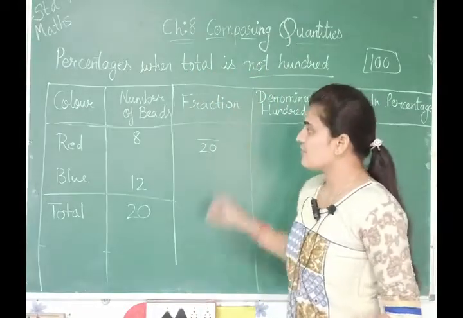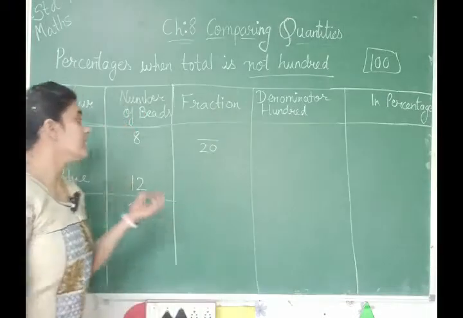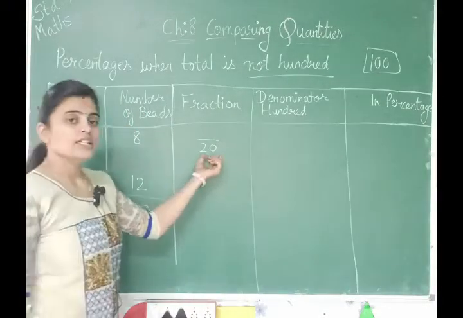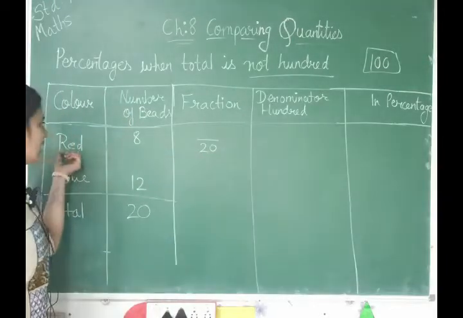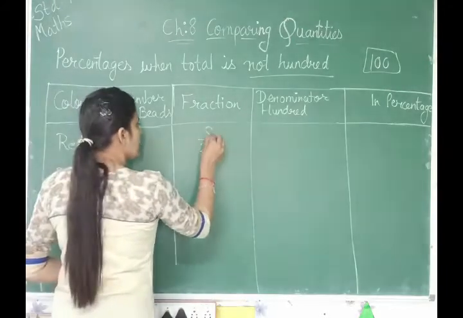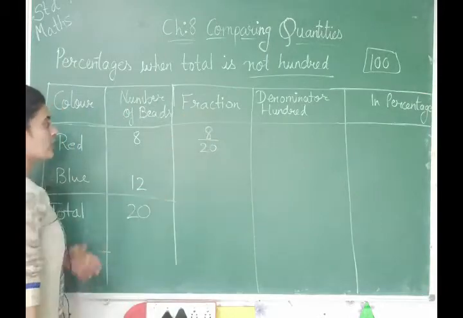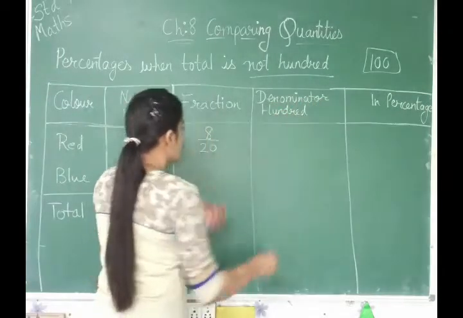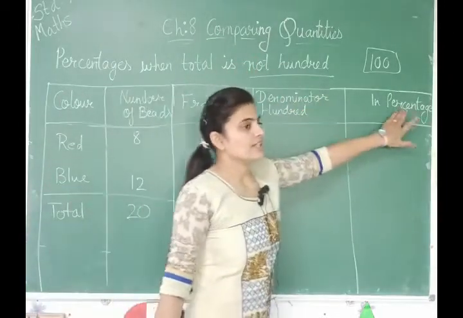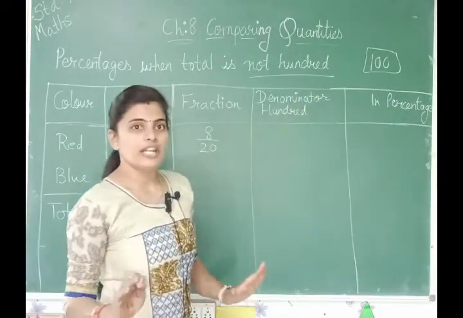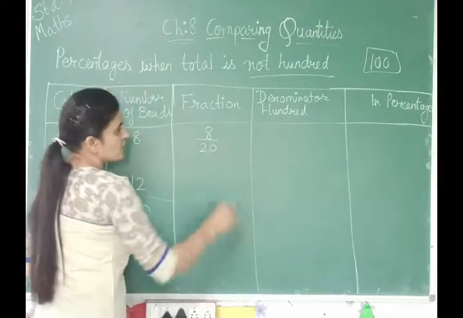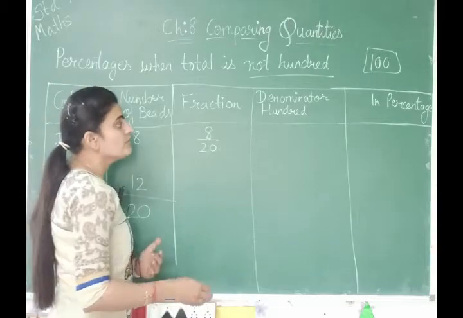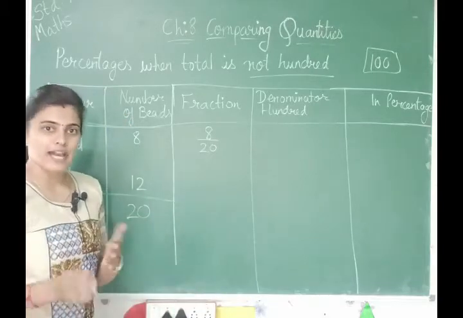So here in fraction form, if we want to write how many red there are, then out of how many? Out of 20, so 20 will be the denominator, and how many red are there, 8. So 8 by 20 will be the fraction of red beads. Now we want to convert this into percentage. For percentage we need denominator 100. Here the denominator is not 100, so we have to make it 100. For making it 100, we will multiply and divide by 100.